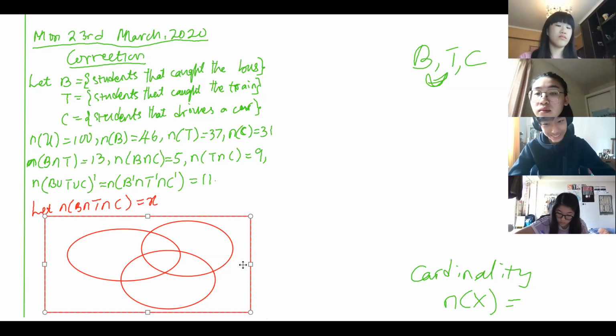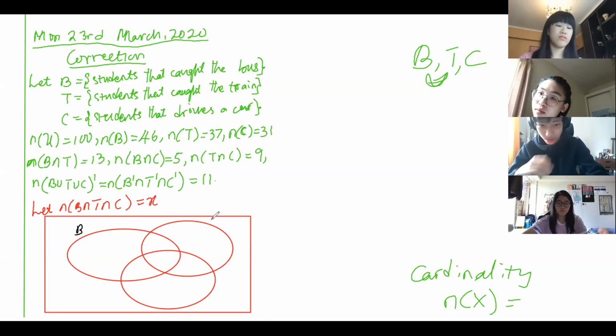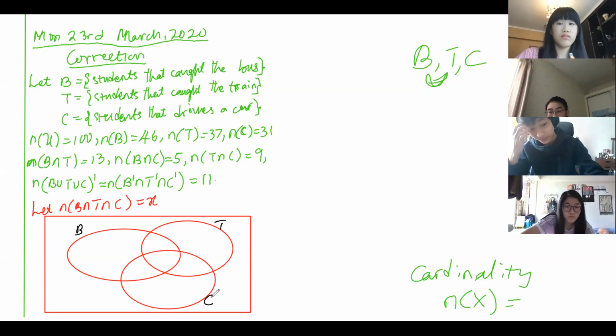All right. So this could be my B, C, and this is my C. So we're going to fill in the information we have without any issue. This is 11. And this is X.